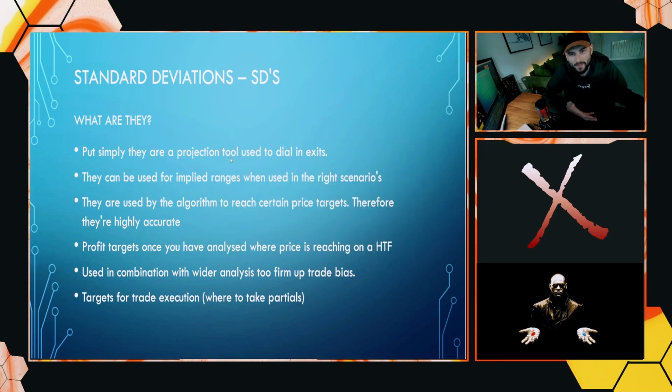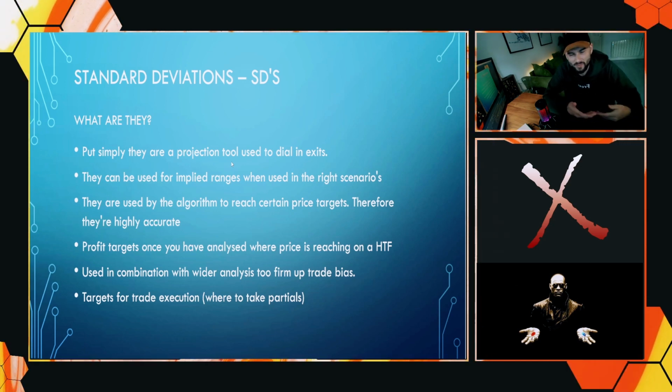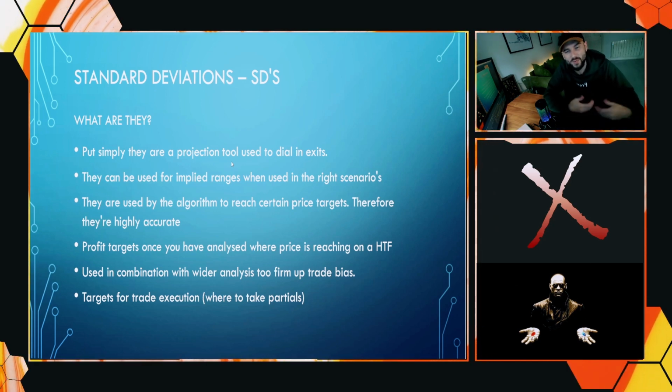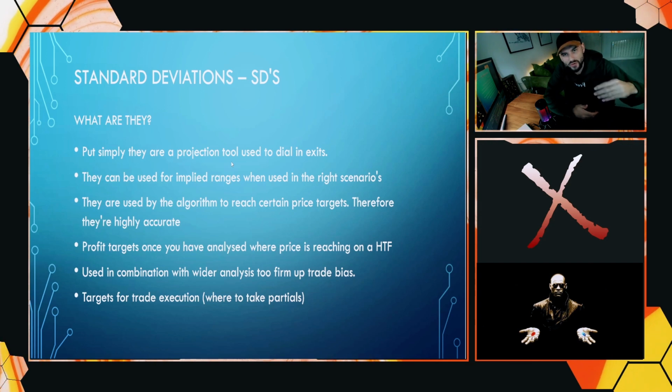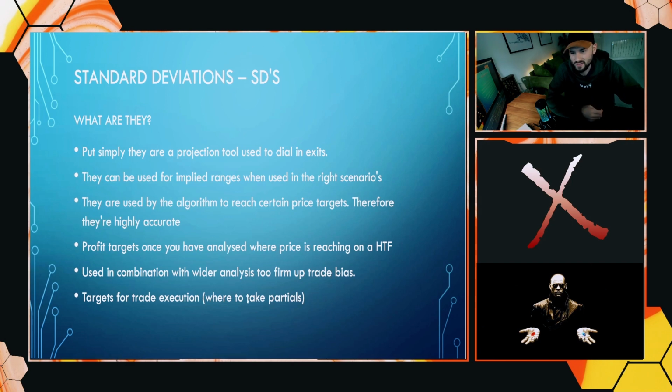They can be used for implied ranges when used in the right scenarios. Again, this is something we're going to break down in the charts, but it's worth you knowing at this stage. They can be used as implied ranges for price targets within an intraday setting. Okay, we're going to break that down. They're used by the algorithm to reach certain price targets, therefore they are highly accurate, right? So as we know, and for those who obviously study ICT, we work on an algorithmic stance, right? We believe that the markets print algorithmically, and so the algorithm uses these standard deviations as price targets as it's moving towards a certain target.